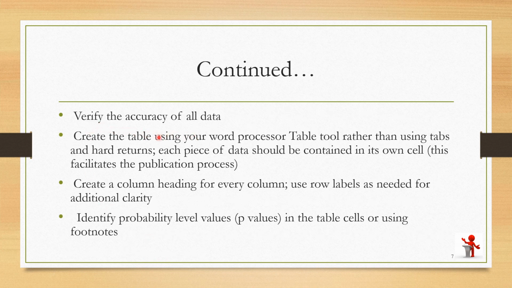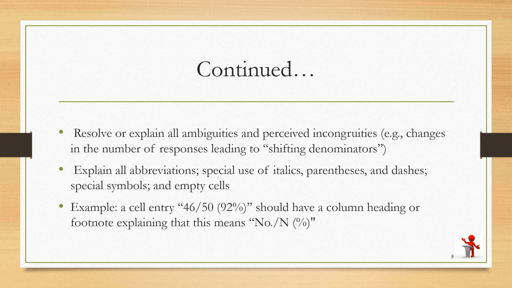Verify the accuracy of all data. Create the table using your word processor table tool rather than using tabs and hard returns. Each piece of data should be contained in its own cell. This facilitates the publication process. Create a column heading for every column. Use row labels as needed for additional clarity. Identify probability level values, p-values, in the table cells or using footnotes.